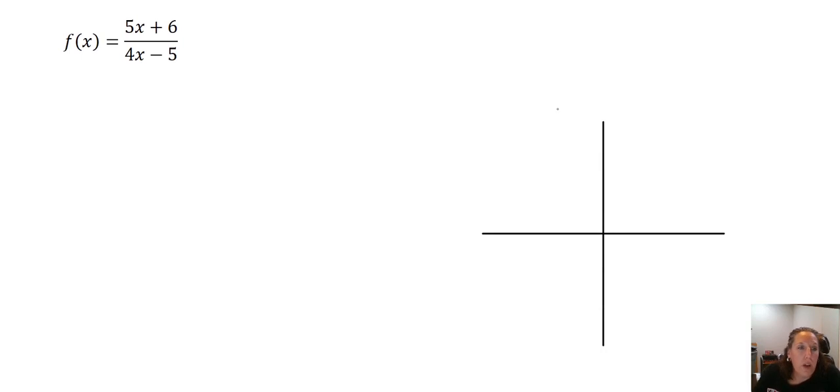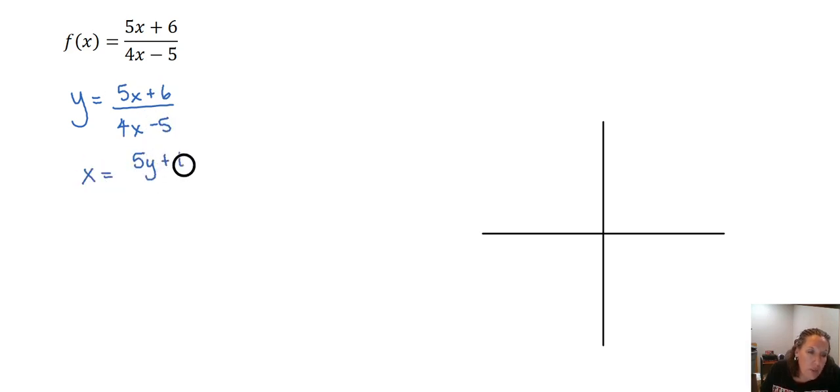All right, let's look at one more. Here we have f of x equals (5x plus 6) over (4x minus 5). So the first thing we're going to do is switch out our f of x and replace it with y. And then switch our x and y. So we get x equals (5y plus 6) over (4y minus 5).